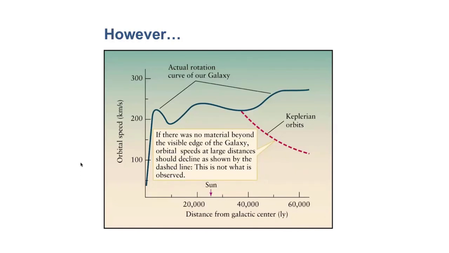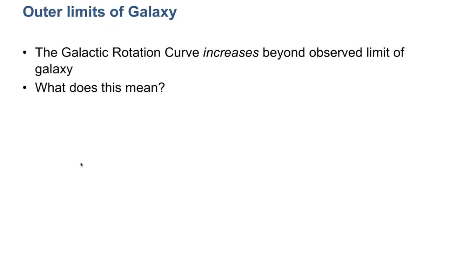You can see it stays fairly flat for a large range, and you got some wiggles here, but it stays fairly flat for a large range of radii. This is sort of where the visible surface of the galaxy ends. The visible disk of the galaxy ends here. We would expect this to fall off in a Keplerian-like orbit if there were no matter out there.